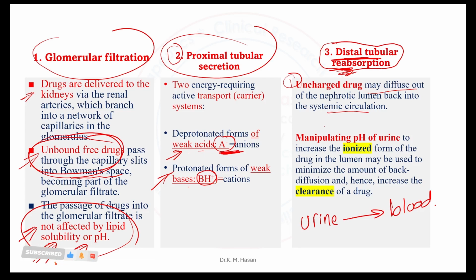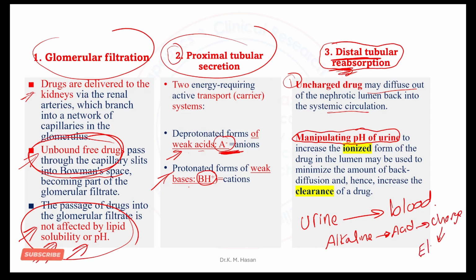We know that we can change the pH of the urine. If we change the pH of the urine, this will ionize the medication. So if you have an alkaline medication and you make the urine acidic, this will lead to the medication being charged and enhance elimination.